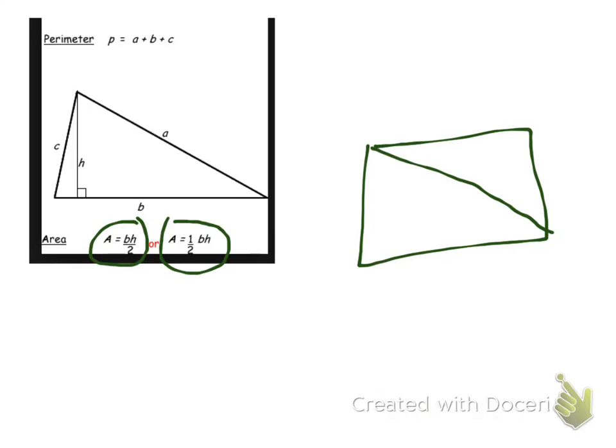In the case of this image, our base is still going to be B, our height is going to be H. And again, if you look here, we have our perpendicular line and the line that it is perpendicular with. Those two make up our dimensions that we're going to use in order to find the area.